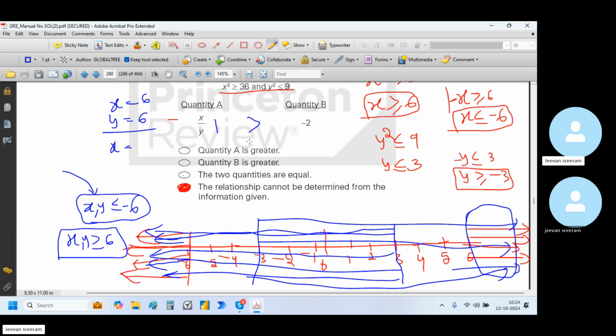Lesser value. x can be taken -10, yeah, x can be taken -10 beyond -6. y can be only 6. Why not? x can be -12. Basically, this sort of question definitely gives you that the relationship cannot be determined from the information. Okay, that's the D option, it is so frequent.